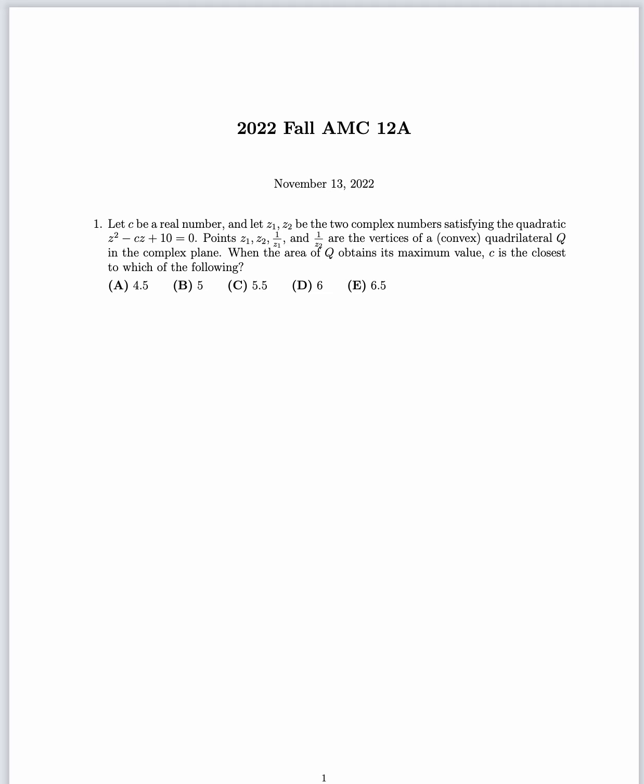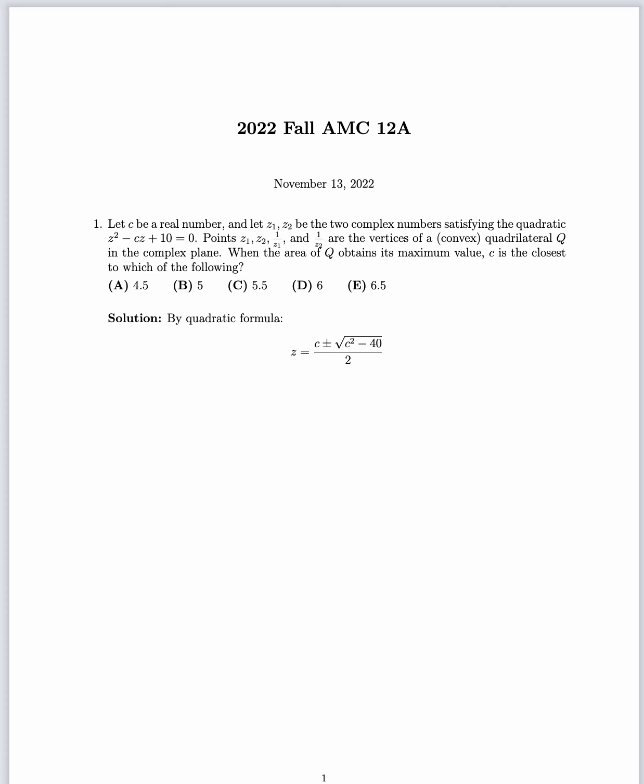z is equal to the fraction of c plus or minus the square root of c squared minus 40, over 2. And this is the formula of z. So z is equal to c plus or minus the square root of c squared minus 40 over 2.